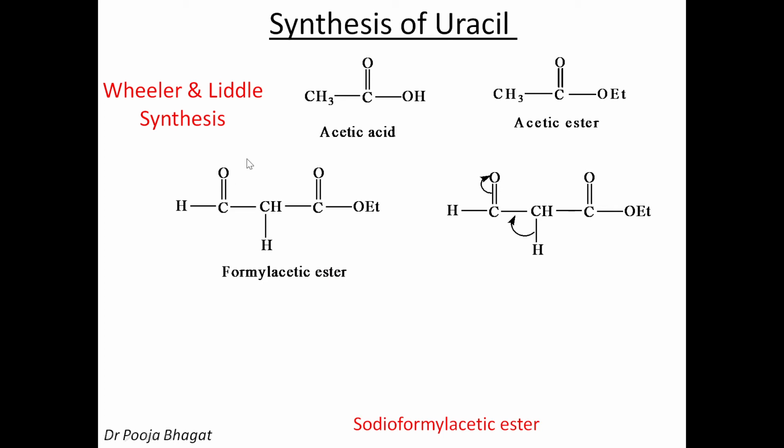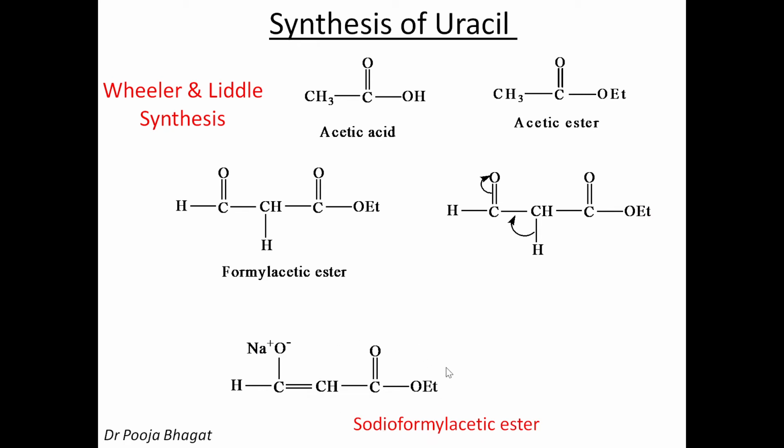How? This is the keto group. How can we convert it into enol? This bond will shift here and the pi electrons will shift towards oxygen. So what will we get? This compound, with a double bond and OH. This is the enolic form, but this enol H is acidic in nature. So when you treat it with base, you will get this, and this is nothing but sodio-formyl acetic ester.